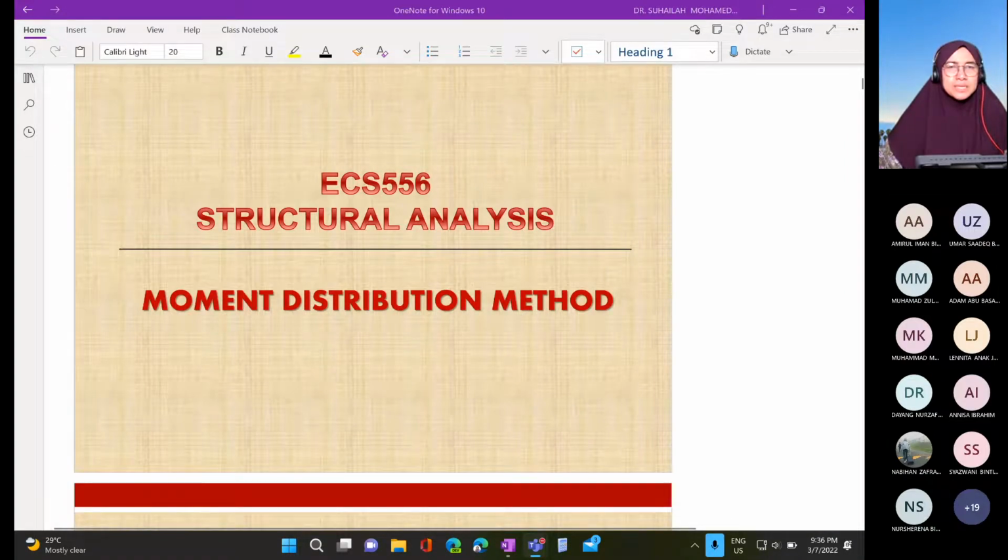Okay, lesson for week number 13. It is called the moment distribution method. Okay, moment distribution method. So are you from diploma intake or matriculation?